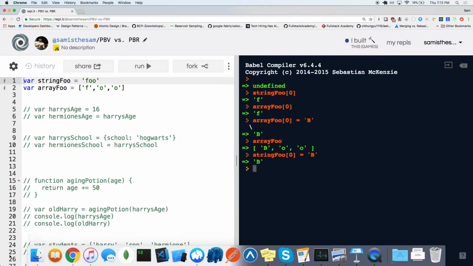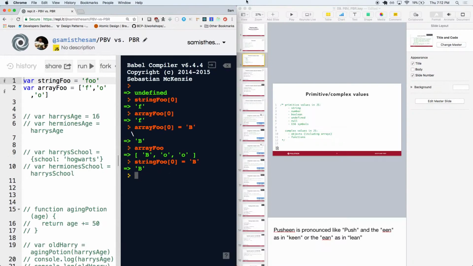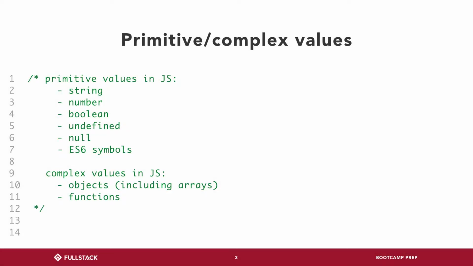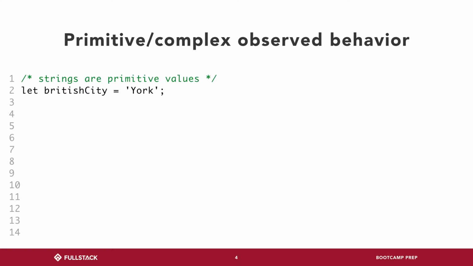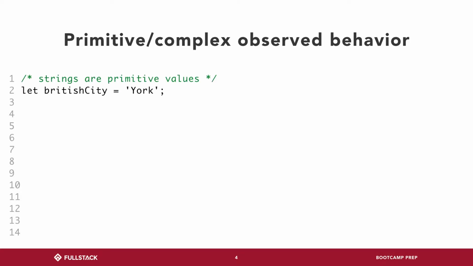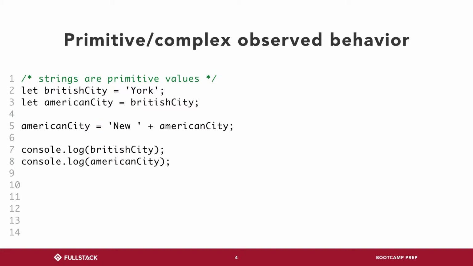So let me go back to the slide here. Where did I put it? I put it here. Strings, numbers, booleans, and all the rest of these are immutable, unlike complex values, which are mutable. So strings are primitive values, like we said. So what does that mean in terms of, oops, giving the game away a little bit. What does that mean in terms of how these values are manipulated and assigned?